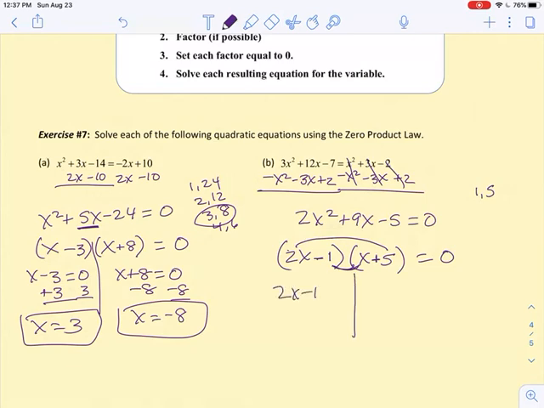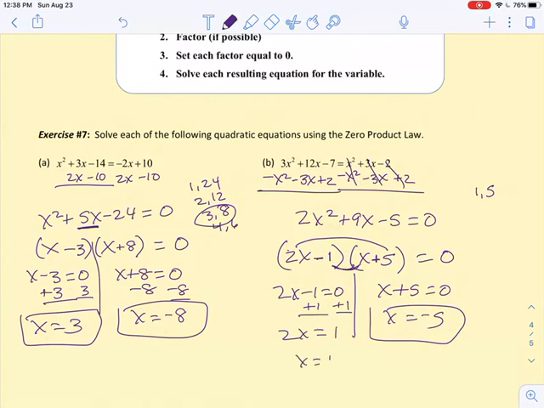Once you have your factors, then you just take each factor and set it equal to 0 and solve. So I get x equals negative 5 and x equals 1/2. All right, so that's a review of some basic stuff that you should have learned in Algebra 1 and that you should be comfortable with. And hopefully you were.